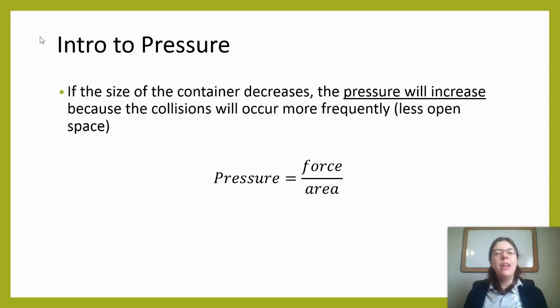Okay, if the size of the container decreases, the pressure will increase because the collisions will again occur more frequently because there's less open space. So pressure is also related to the area. This is the idea of if you take a balloon and you try to squish it down, you might have to push it in a little bit, but then eventually it gets harder to push it closer together because the pressure has increased.